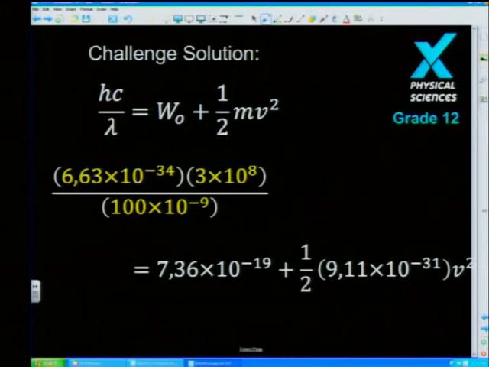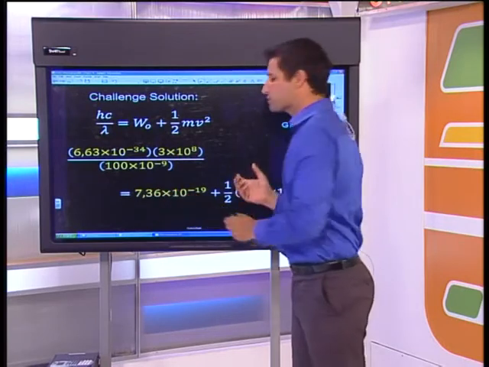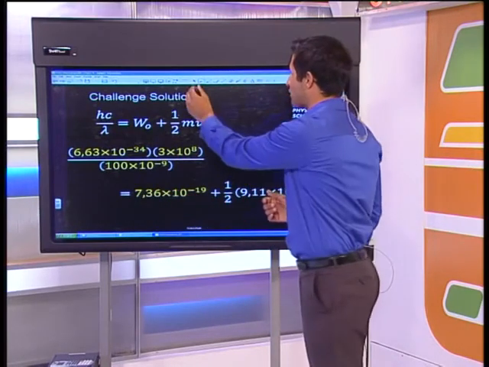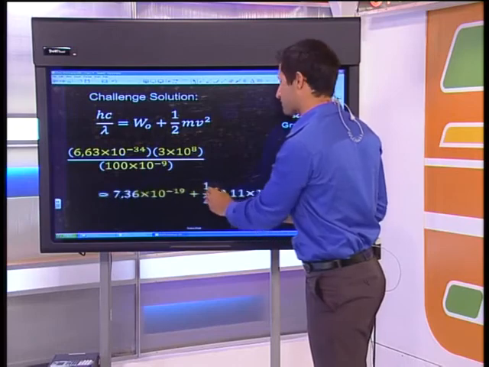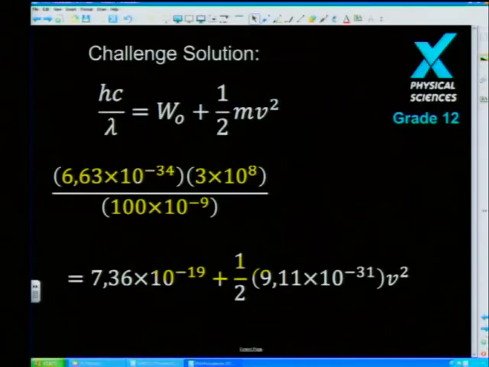Here's our work function that we worked out over here. I've got my work function here, and let's just move it over, make sure that everyone can see it at home, because I think I'm fairly close to the side here. I've got 7.36 times 10 to the negative 19. Let's just move over our highlighting because that should actually fit in there. There we go. That's the amount which I substituted inside there.